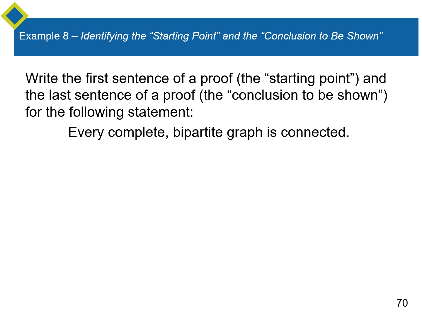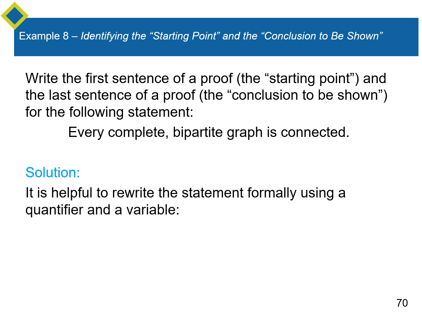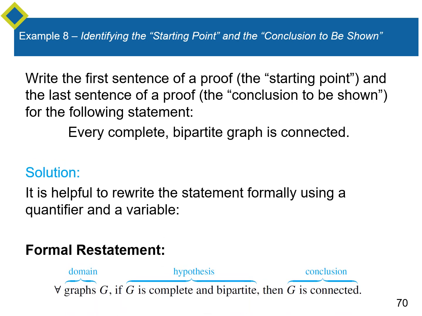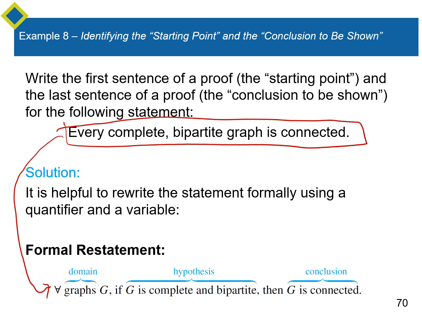Here is another example. Write the first sentence of a proof, the starting point, and the last sentence of a proof, the conclusion to be shown. Every complete bipartite graph is connected. This one is about graphs. The formal statement: we represent this informal statement as formal. For each graph G, where graphs are the domain, if G is complete and bipartite, then G is connected. This is the conclusion, and this is the hypothesis.